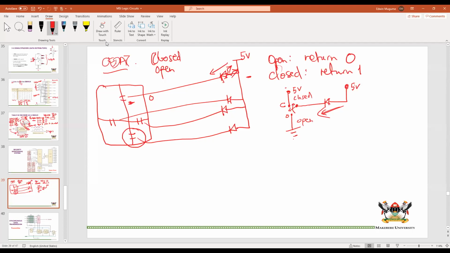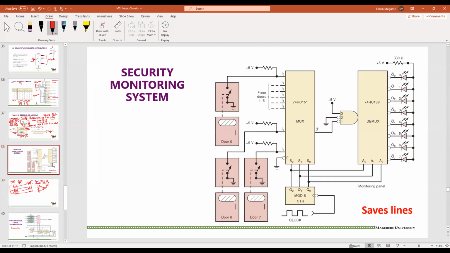Now the problem with this is that every door would need its own line running to the panel, to the control room or wherever you are having these lights. The other thing, you have these lines and perhaps they are very long and so on. And so it is possible to find another way to do this. And this is what the demultiplexers can help you with. Actually, we combine a multiplexer here and a demultiplexer here. Let us see how this works.